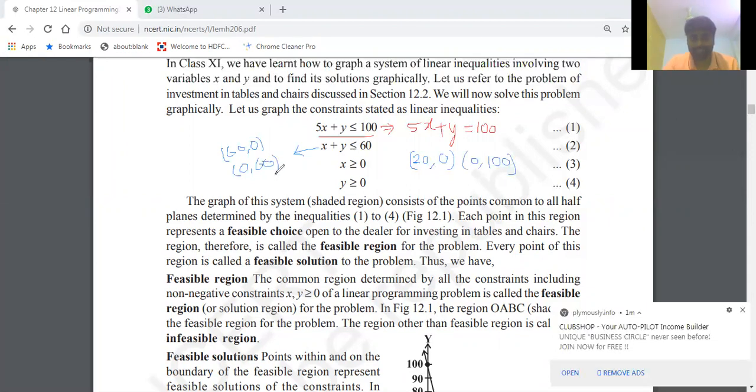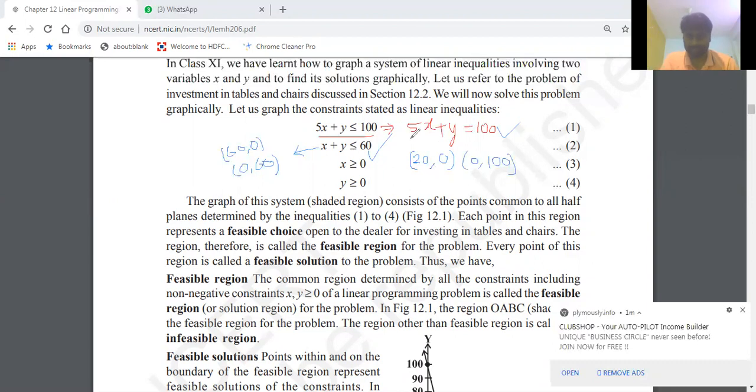Now you tell me, what is one more point? Decision making point. Which is the answer? Point of intersection. You remember one thing. Whenever we solve two inequalities, two equalities, what are the two equations here? 5x plus y equals 100 and x plus y equals 60. Let us solve these two. Whatever we get as the point of intersection, that will be the answer in 99% cases.